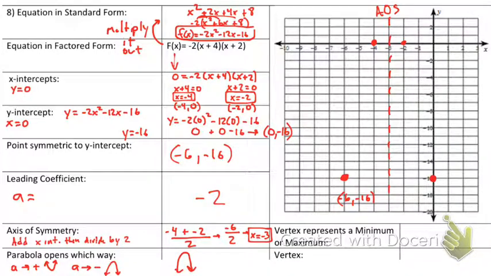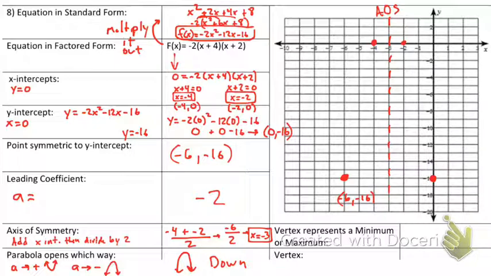We would call that opening down. The opening is on the down part. Okay, now let's go here. The vertex represents a minimum or maximum.